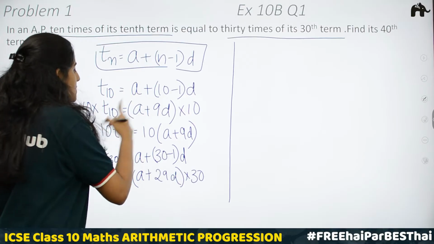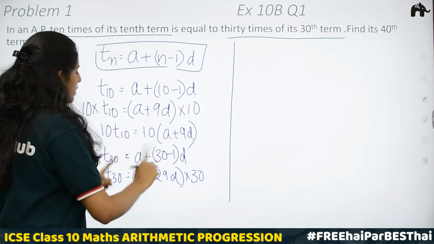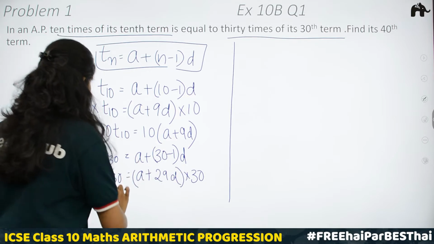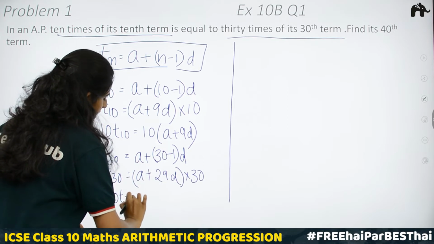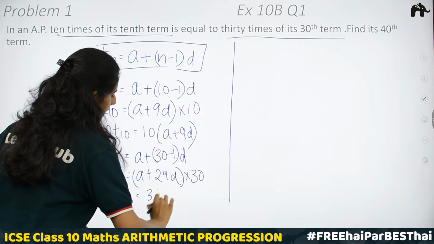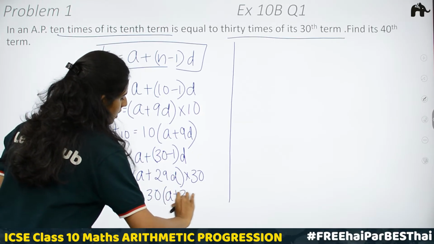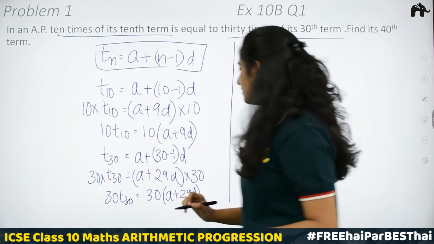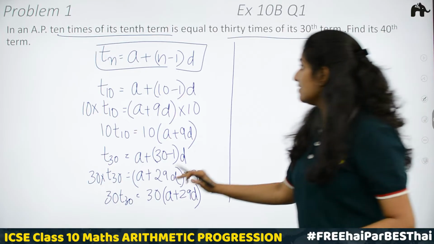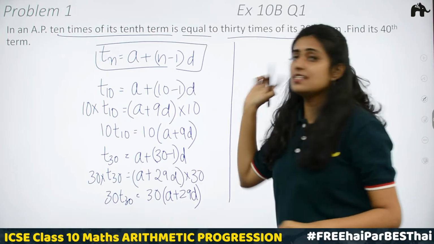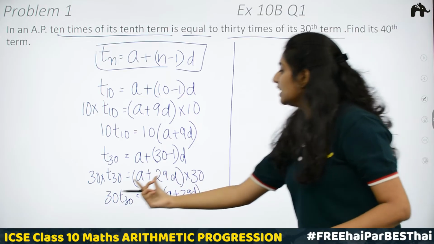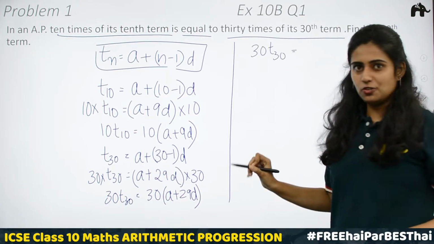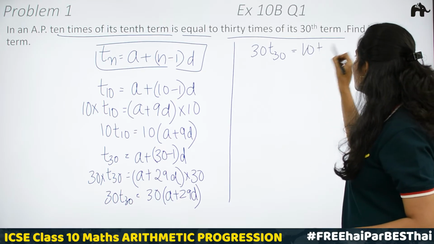To get 10 times the 10th term, we multiply 10. To get 30 times the 30th term, we are multiplying 30. Okay, 30 T30 is equal to 30 into A plus 29D. Now, it is given that both of these are equal, which means 30 T30 is equal to 10 T10.